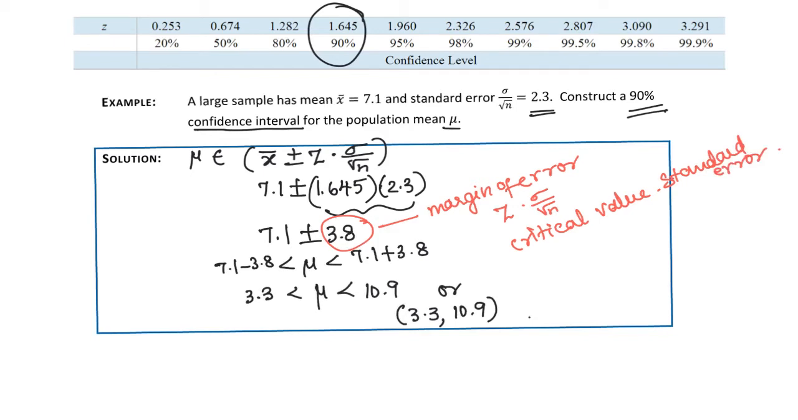So we can say that the population mean is between 3.3 and 10.9.